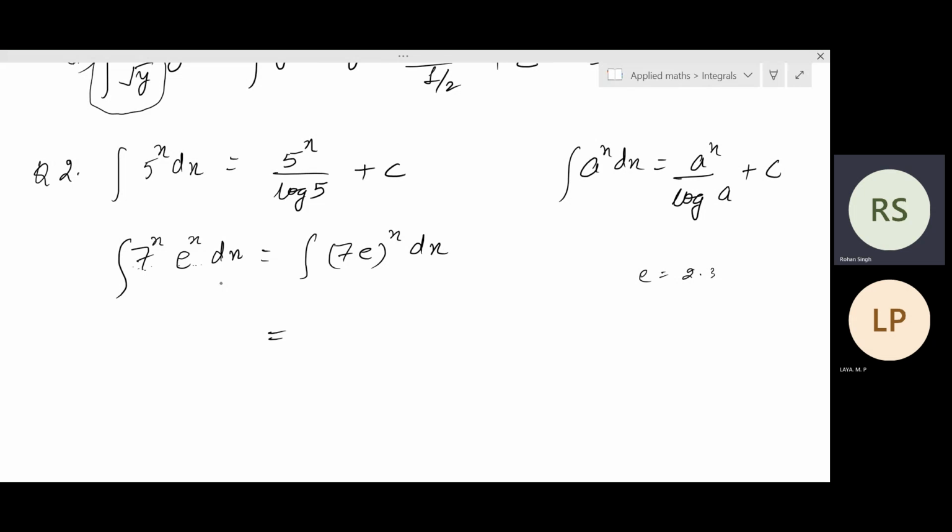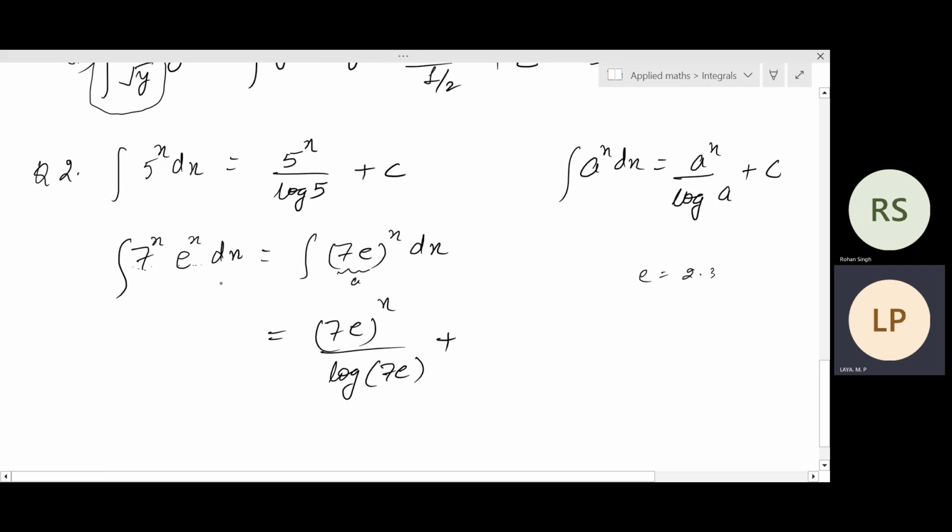Now we have a raised to the power x, so we'll do 7e raised to the power x over log a. Log a here is log 7e.